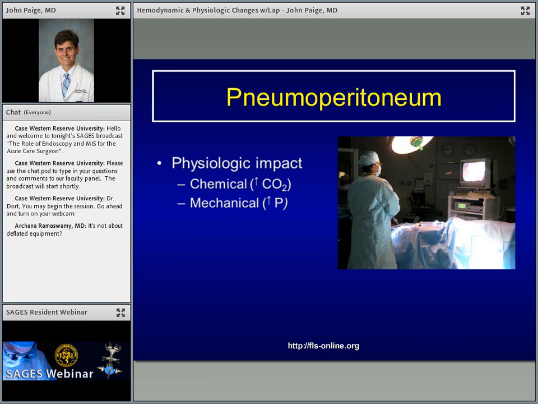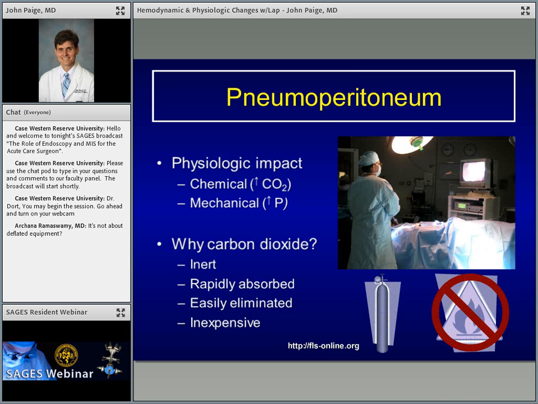The main important change, as I said, is the pneumoperitoneum. It has both a chemical and a mechanical impact physiologically. The chemical impact is from the increased amount of CO2 that goes into the abdomen. The mechanical one is the increased pressure that we get from insufflating the abdomen.